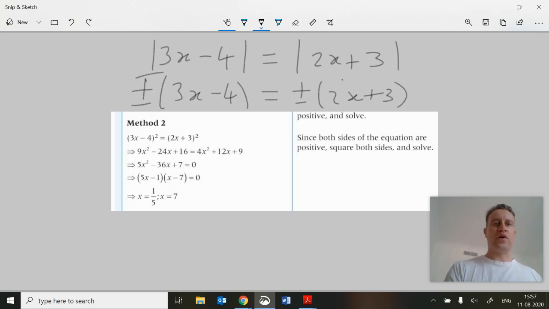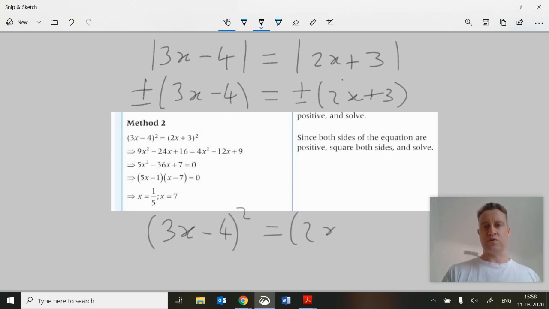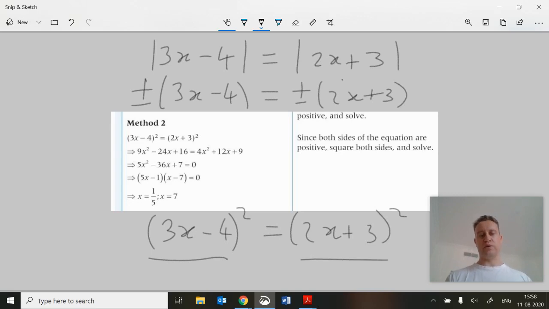Okay, so we've got plus or minus and plus or minus, but when we square both sides, that plus or minus is going to disappear. So we'll just get plus 3x minus 4 all squared equal to plus this, because obviously when you square, you're only going to get positive answers. Right. Now at that stage, you can go ahead and solve these equations. So you can multiply this out, and you can see that's exactly what they've done here.